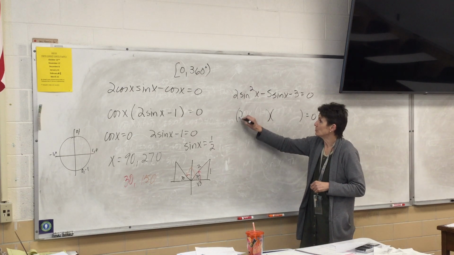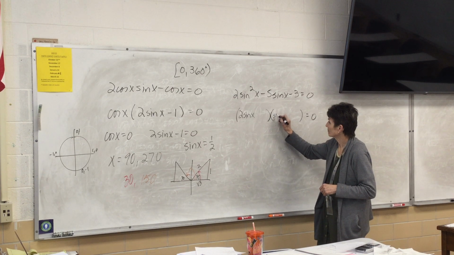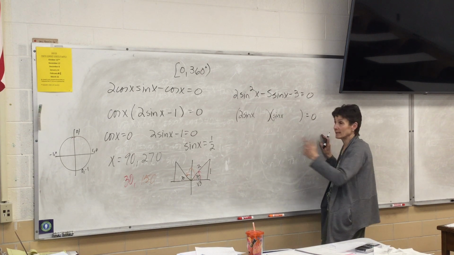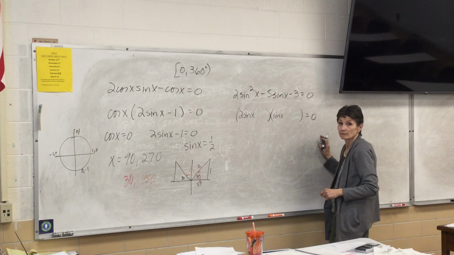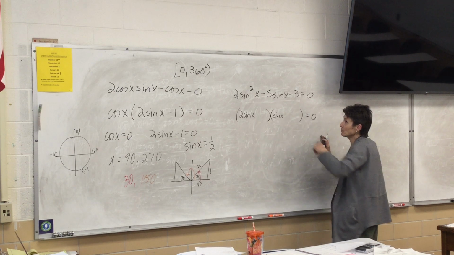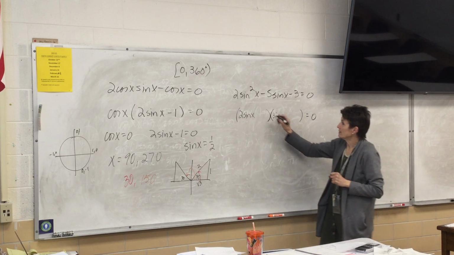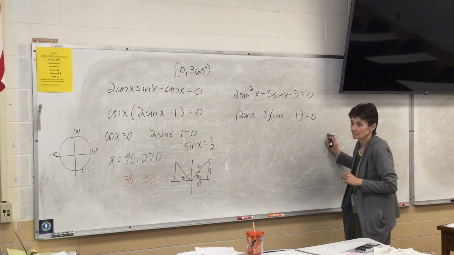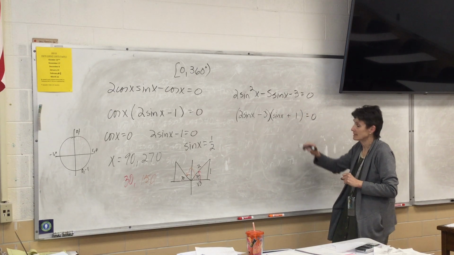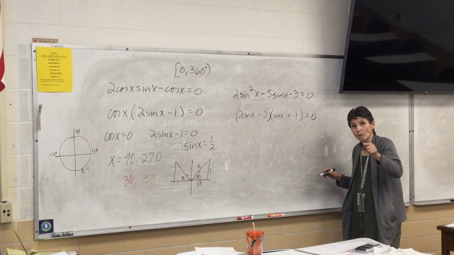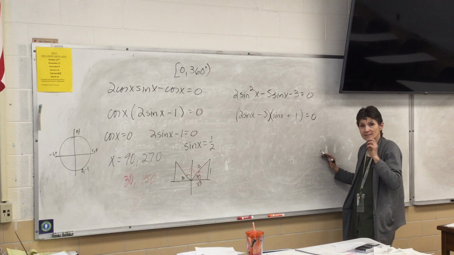So we'll have 2 sine and 1 sine. Think about FOILing. This times this would give you 2 sine squared. And then at the end I have a 3. So I need a 3 and a 1. And I need one of them to be negative and one of them to be positive, because boys and girls, when you FOIL this, that's the only way you're going to get -3, is if one is positive and one is negative.